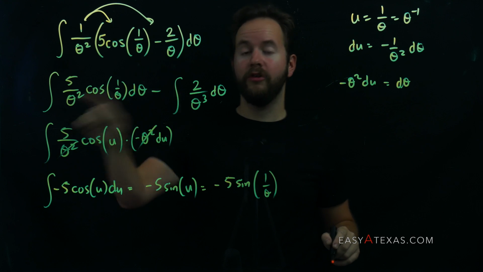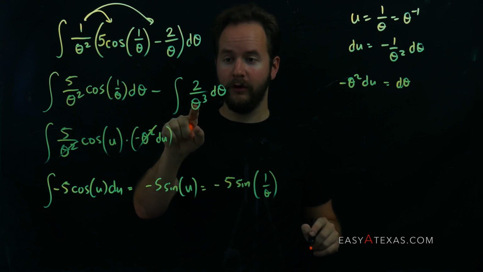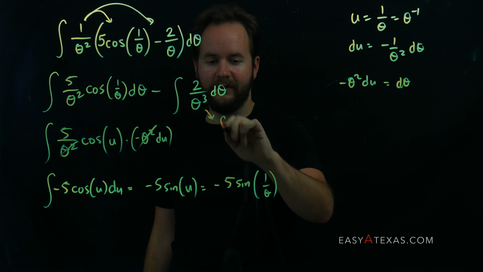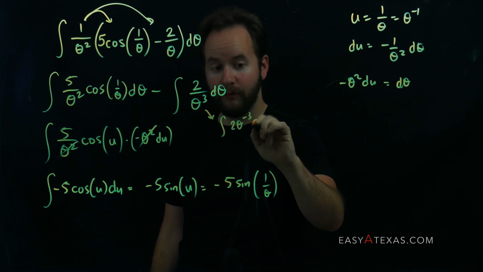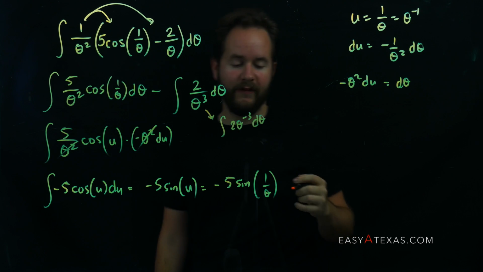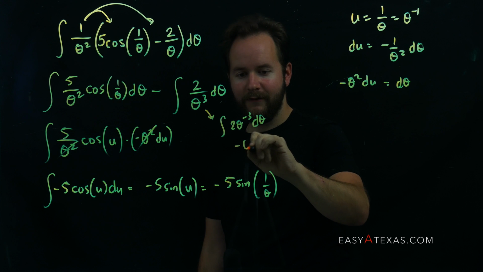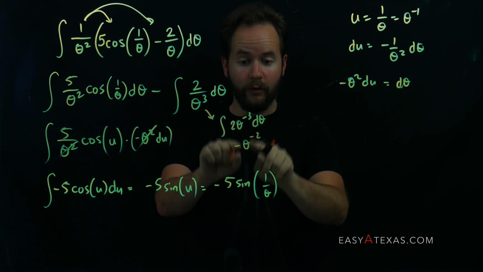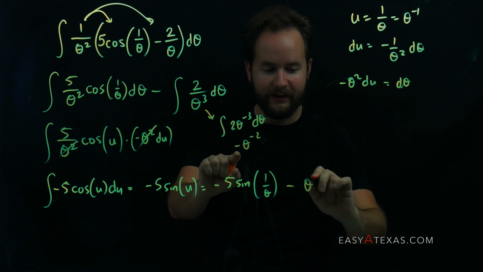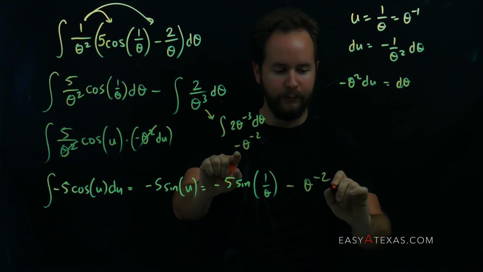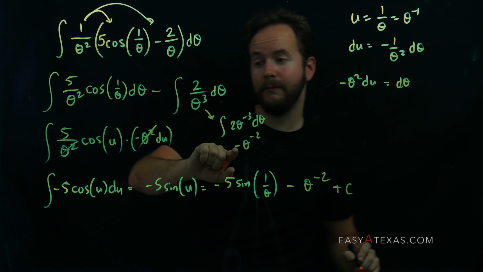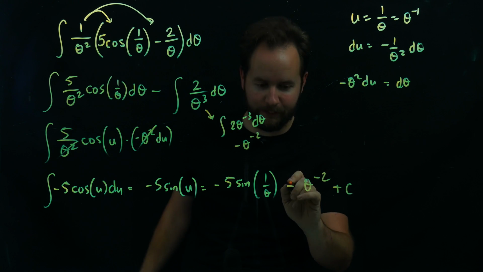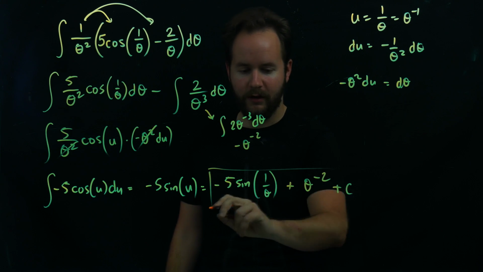Remember, this was separated into two different integrals. We've got to tackle this guy first. So 2 over theta cubed, I'm going to write that as the integral of 2 theta to the negative 3. And then when I add 1 to the power and divide by the new power, I get negative theta to the negative 2. One last thing to remember here is that I might be tempted to put negative theta to the negative 2 here, plus c. But this negative here is going to combine with this negative to make this a positive. And so this ends up being our final answer.